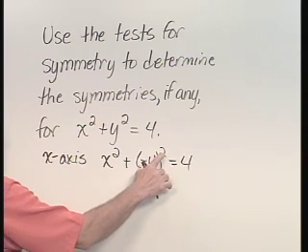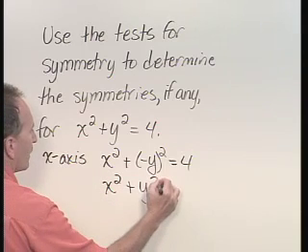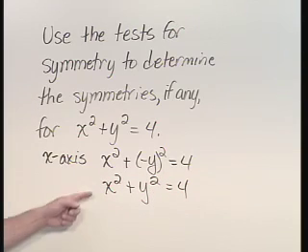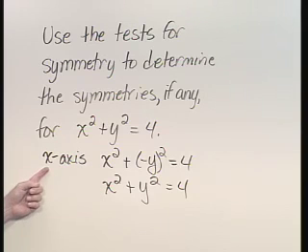The opposite of y, quantity squared, is y squared. So x squared plus y squared equals 4, and that is equivalent to the original equation, so it is symmetric with respect to the x-axis.